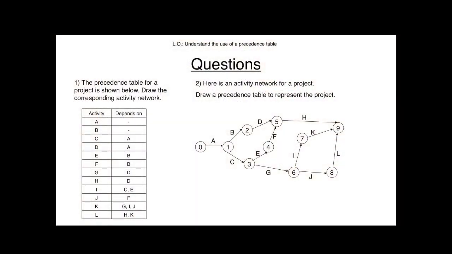Here you've got a couple of questions to try by yourselves. I will probably post the answers in a different document in Classroom, because I don't think my board is big enough to draw the activity network diagram for that precedence table there, but I'll put the answers later. But I suggest you try with yourselves and then check your answers and have a go.